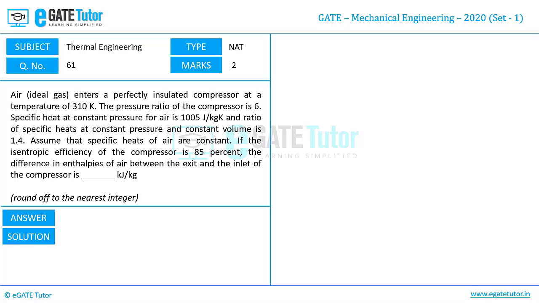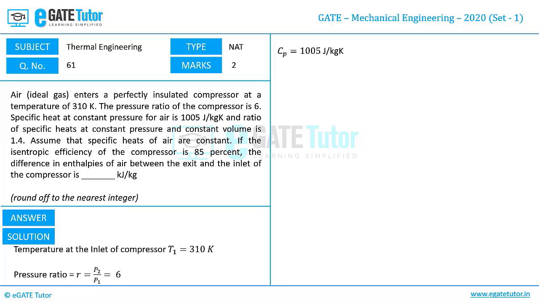This is basically a question from compressors involving the isentropic efficiency concept. Let us try to look at the solution, how to solve this. It is given that the inlet temperature of the compressor, T1, is equal to 310 Kelvin. It is also given that the pressure ratio of the compressor is 6, which is nothing but P2 by P1. It is also given that the specific heat is 1005 joule per kg Kelvin, and the isentropic efficiency of the compressor is 85%.